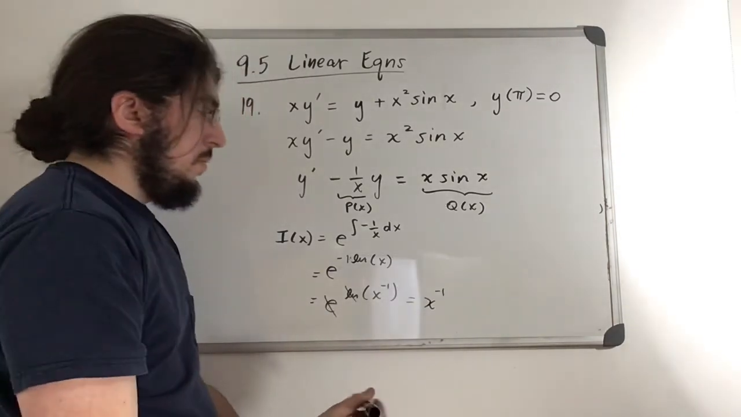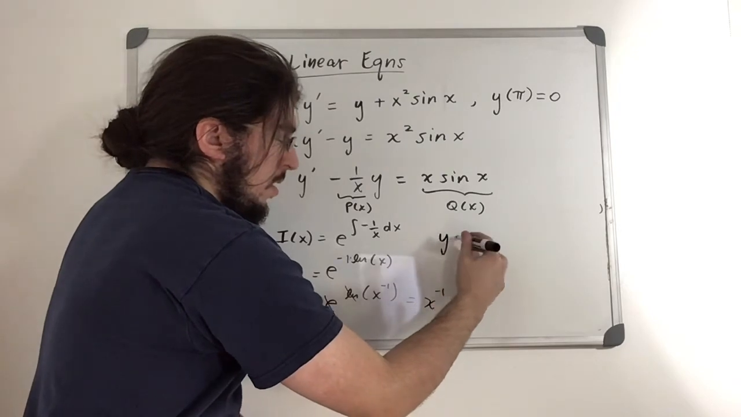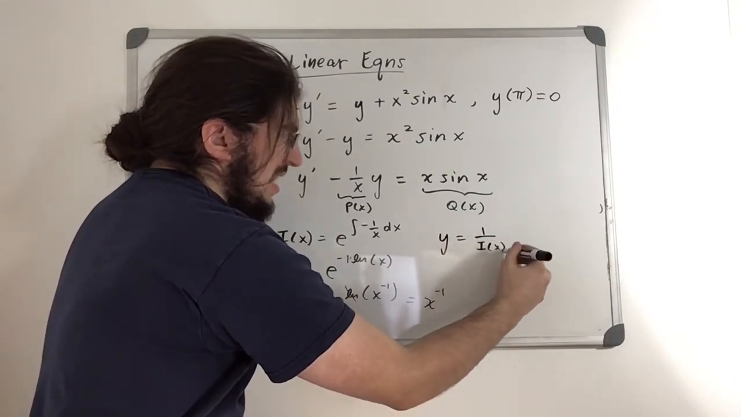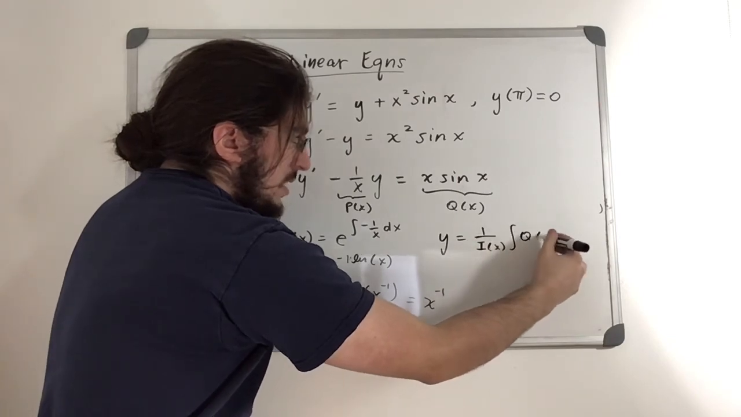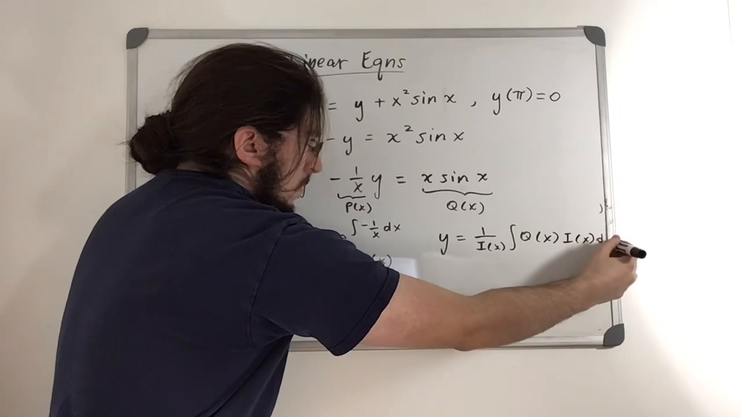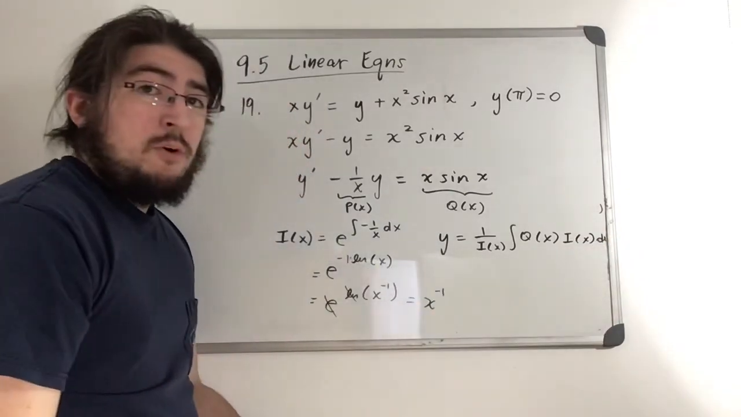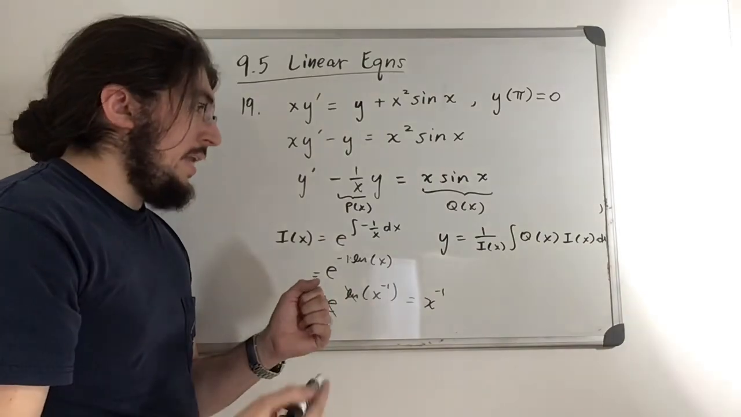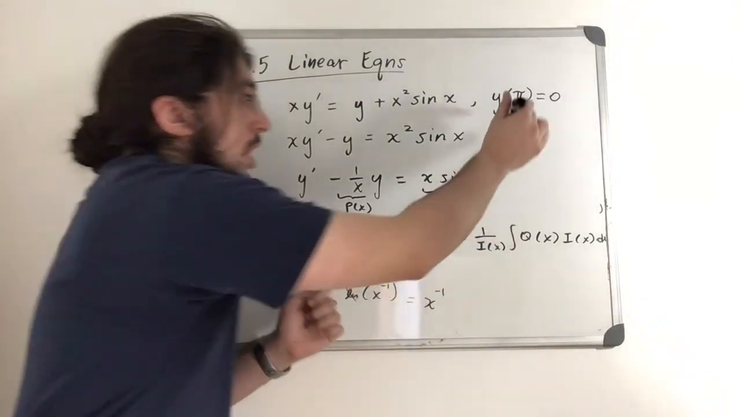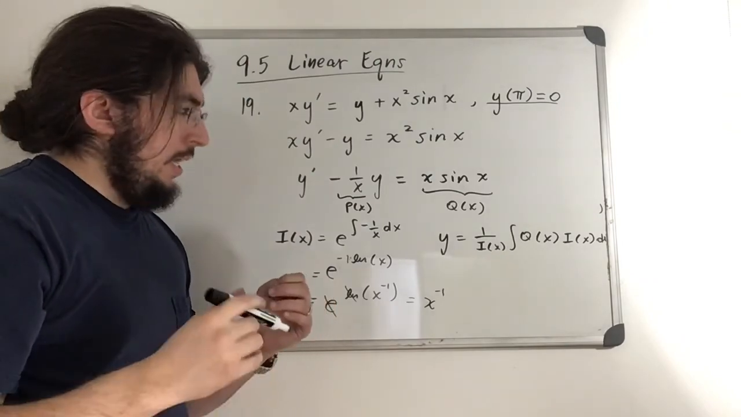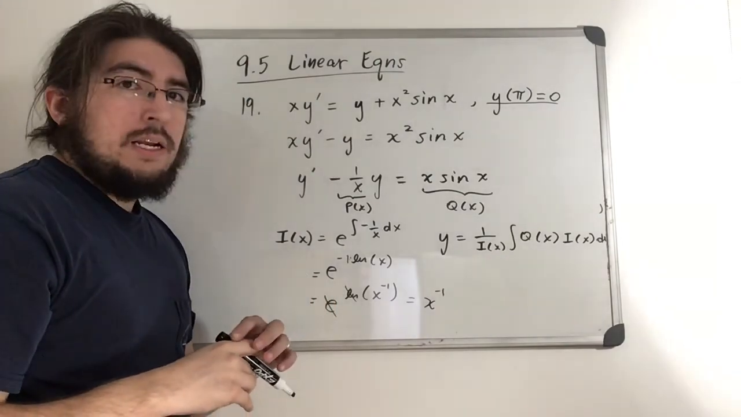And we're going to apply the following formula. y is equal to 1 over I of x times the integral of q of x times I of x dx. After applying the formula, we'll get plus c after integrating, and then we will use our initial condition to find out what that c is, and let's get on to it.